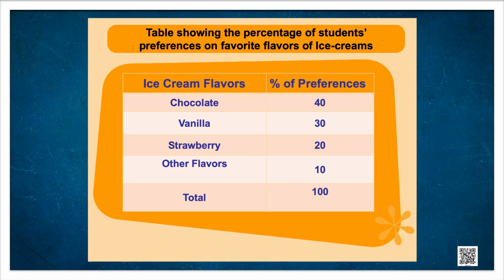The favorite flavors of ice cream for the students of your class 8th are as follows. Ice cream flavors, percentage of students who prefer them: chocolate 40%, vanilla 30%, strawberry 20%, other flavors 10%, total 100%.